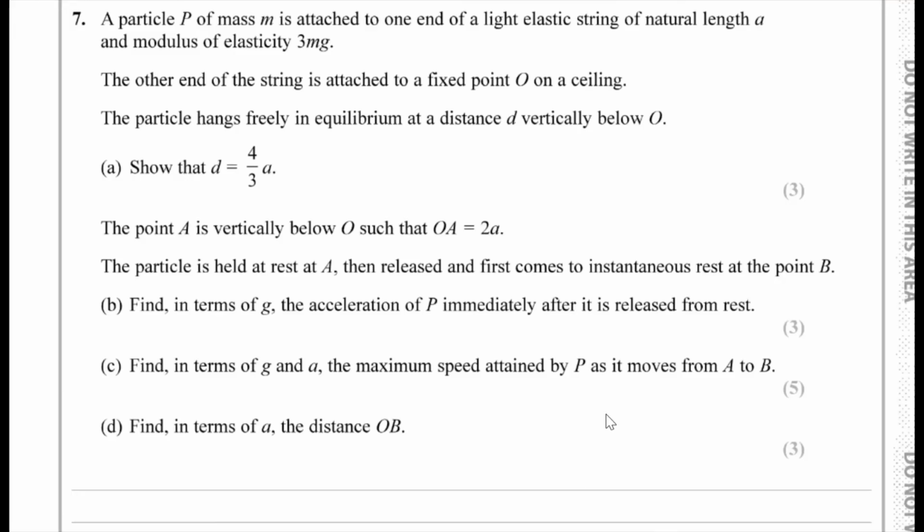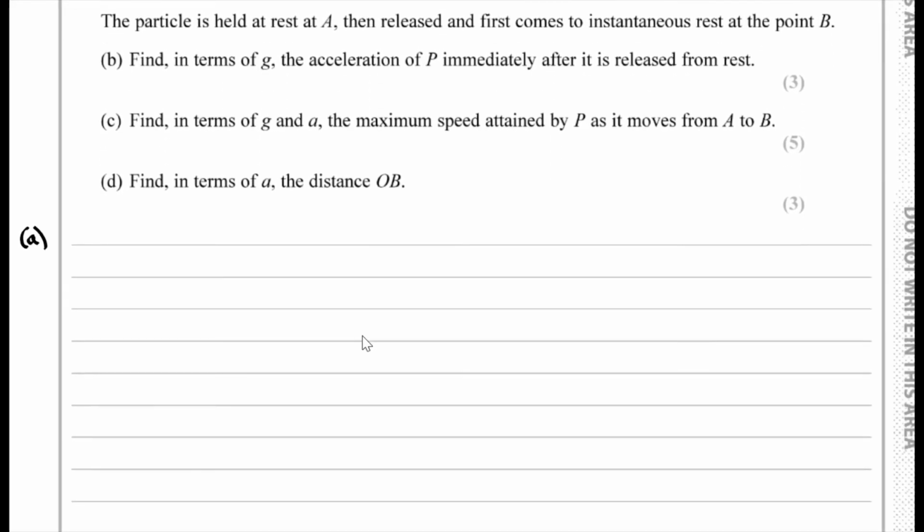Question 7. A particle P of mass m is attached to one end of a light elastic string of natural length a and modulus of elasticity 3mg. The other end of the string is attached to a fixed point O on a ceiling, and the particle hangs freely in equilibrium at a distance d vertically below O. And for part a, we have to show that d is equal to 4/3 a. Okay, so for part a, I think first of all it will be a good idea to sketch this situation.